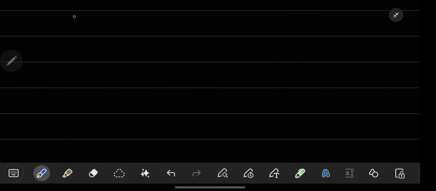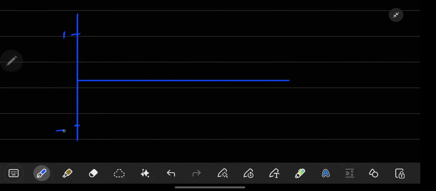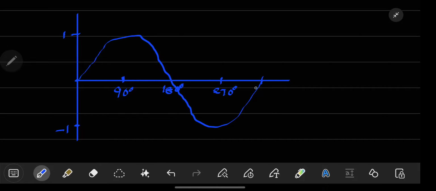Okay, let's draw a parent function of a sine quickly here. A sine looks like this. You must know it. So this is 1 there, and this is -1, right? And then a sine curve goes like that, right? So here it is 0, there it is 90 degrees, 180, 270, and 360.